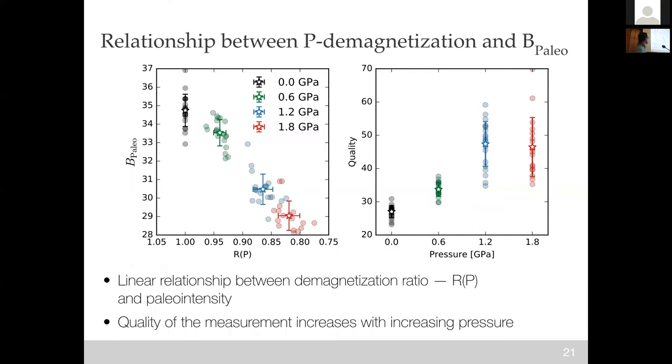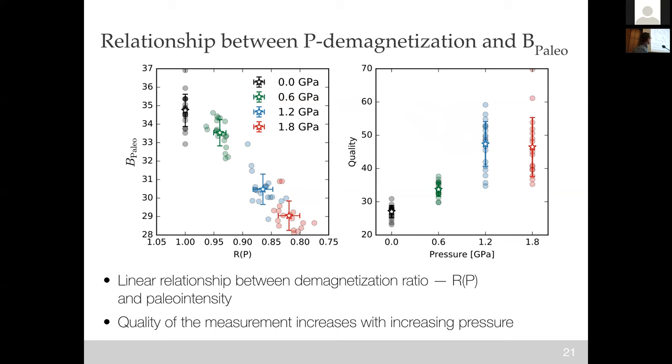So the initial premise was that the amount of pressure demagnetization would relate to the amount of lowering of paleointensity. And this is exactly what we see. If we plot the calculated paleointensity versus the pressure demagnetization, we see a fairly nice linear relationship.